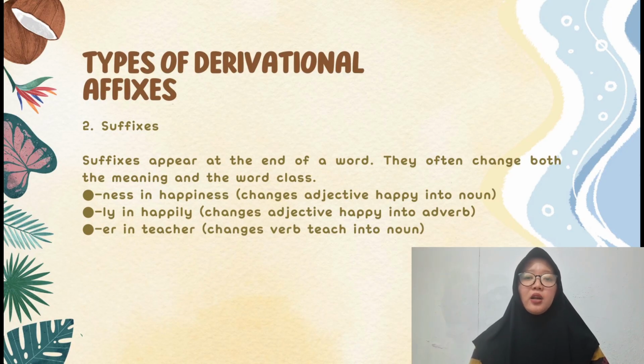Suffixes appear at the end of a word. They often change both the meaning and the word class. For example, ness in happiness changes adjective happy into noun. Ly in happily changes adjective happy into adverb. Er in teacher changes verb teach into noun.